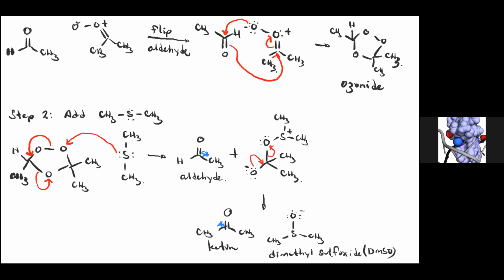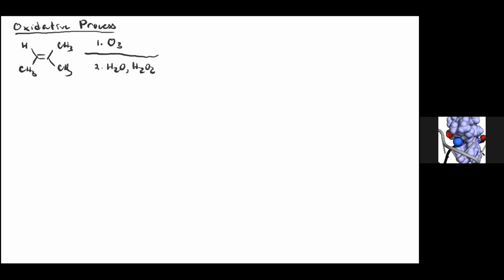And so then I just want to talk about the oxidative process. And so the oxidative process is different in its outcome when you have one substituent and one hydrogen on one of your alkene carbons. And so we'll start by drawing the exact same alkene. And now to do the oxidative process, the first step's identical. We'll treat with ozone. Second step, though, I'm going to treat with water and hydrogen peroxide. Okay. And the products that I get out are going to be a carboxylic acid and a ketone.